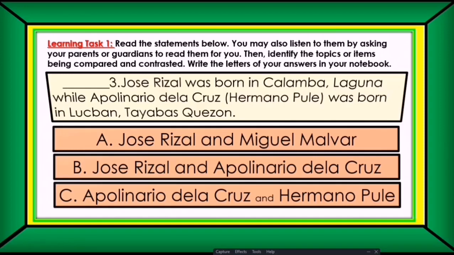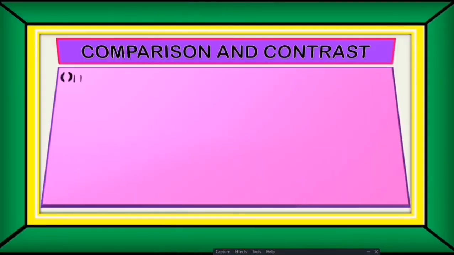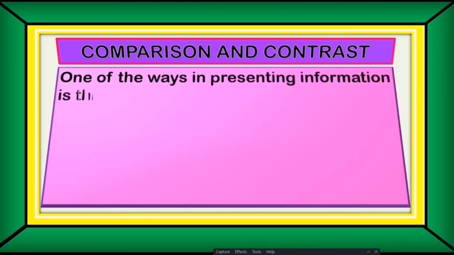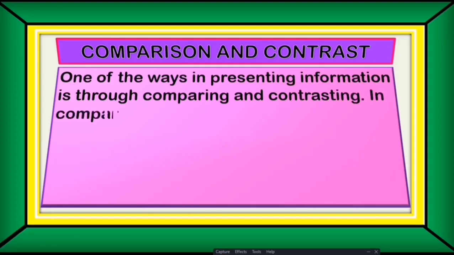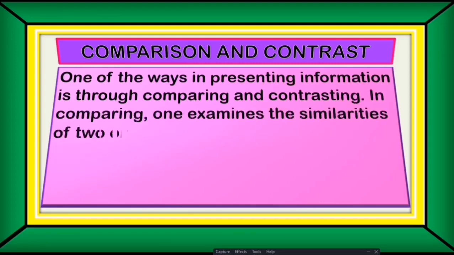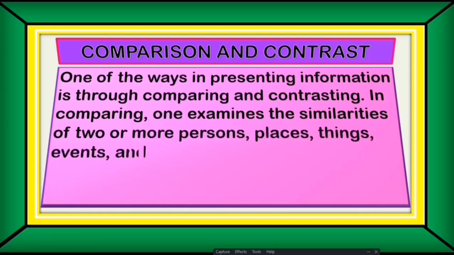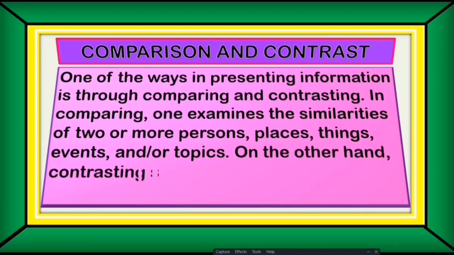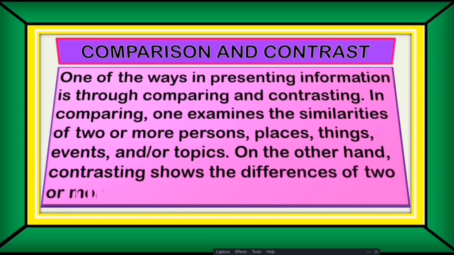Okay, very good. Next, comparison and contrast. One of the ways in presenting information is through comparing and contrasting. In comparing, one examines the similarities of two or more persons, places, things, events, and or topics. On the other hand, contrasting shows the differences of two or more items.